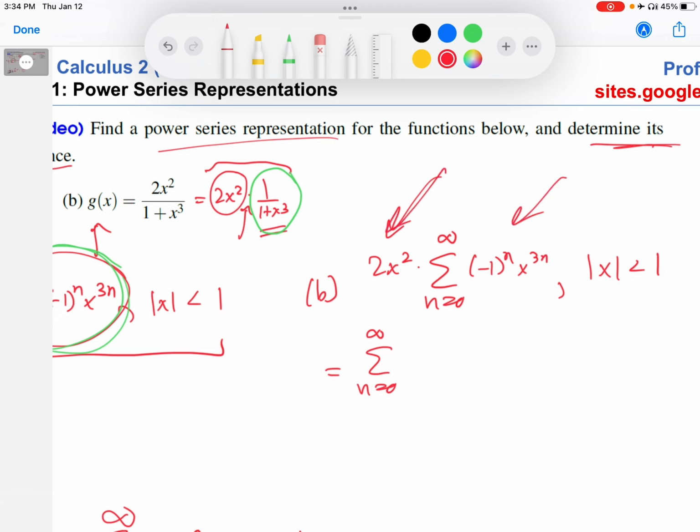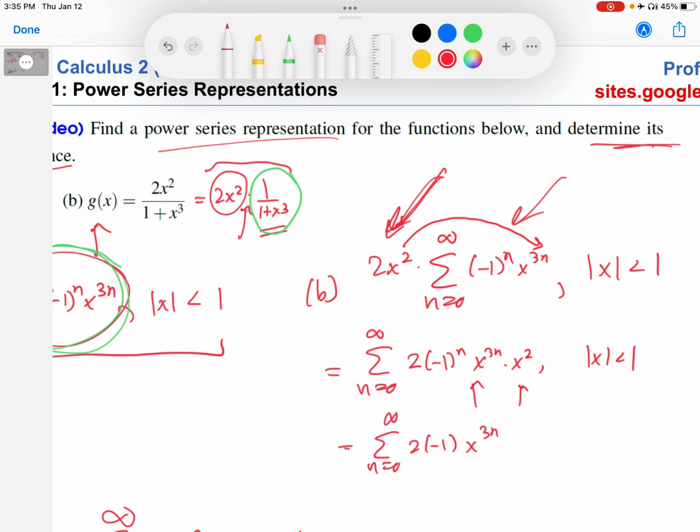The way you do that, really, the number can stay outside, or it can come inside. I'll just bring it inside. There's the 2. And then x squared, you multiply inside here. So 2 times (-1)^n, x^(3n) times x squared. Then you have the same base, so we're going to add the exponents. Sum from 0 to infinity, x^(3n+2).